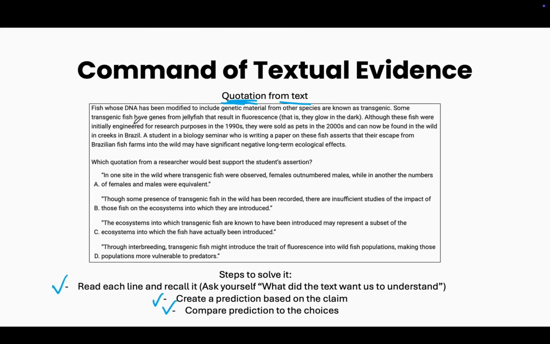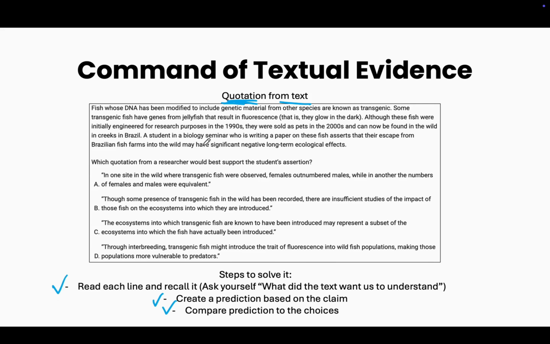Some transgenic fish have genes from jellyfish that result in fluorescence. That is, they glow in the dark. So some of the fish glow in the dark, okay? Although these fish were initially engineered for research purposes in the 1990s, they were sold as pets in the 2000s and can now be found in the wild and creeks in Brazil. So they were created for research, but they were then sold as pets.